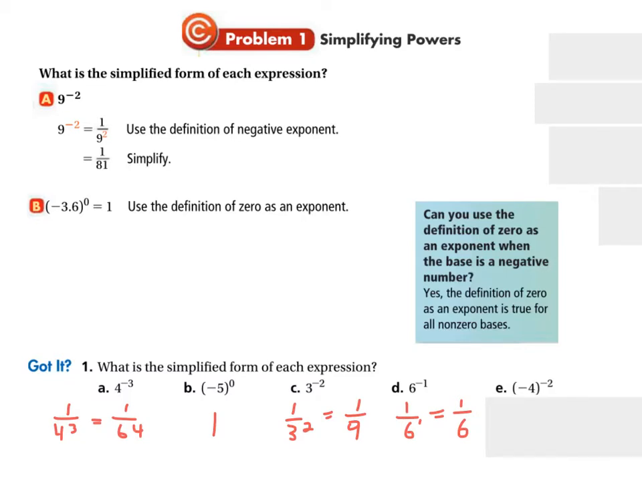And finally, we've got negative 4 to the negative second. That negative in the exponent says put negative 4 to the second power on the bottom. You need to keep the parentheses there, okay, because what that really is saying is negative 4 times negative 4. And what is negative 4 times negative 4? Negative times negative is positive. 4 times 4 is 16. So there's a 16 on the bottom, 1 over 16.